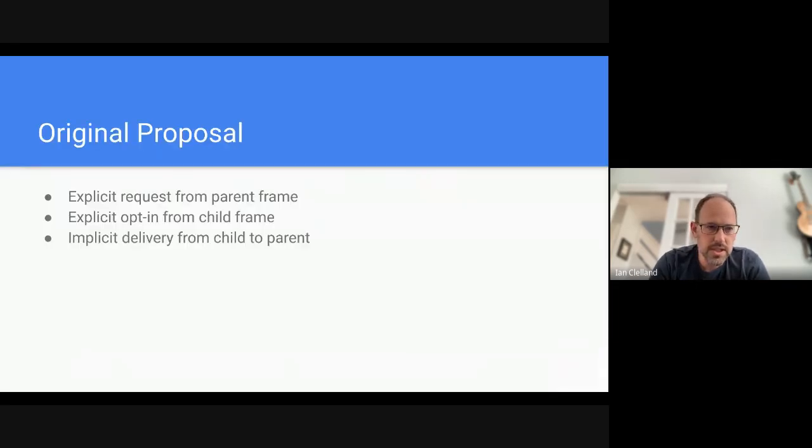So let me just go over the original proposal that we had. Basically it had an explicit request from the parent frame to receive timeline events from its children. We had an explicit opt-in from the child frame using a document policy to say where those entries should go. And the delivery from child to parent was implicit. Basically, any entries that matched the criteria of what type of entry it was and where it was going would just be delivered from the child frame up to its parents.